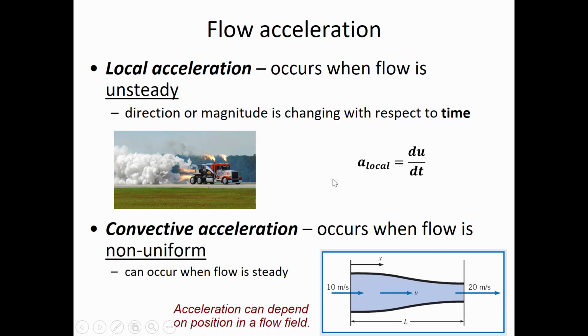Now, convective acceleration is a little bit less familiar to most people, and it is the acceleration that's associated with non-uniform flow. So some sort of a change in velocity with respect to position. And so if you look at this nozzle that's pictured, what you can see is that the diameter of the nozzle is contracting. You start with a big diameter and a relatively slow fluid velocity, but then the fluid velocity has to increase as the diameter of the tube decreases.